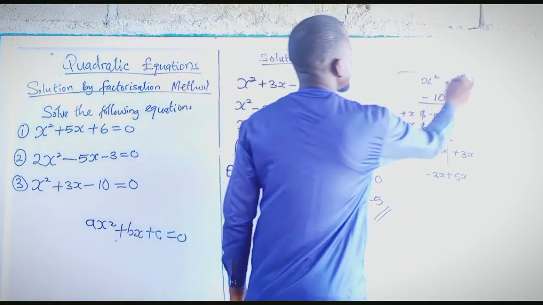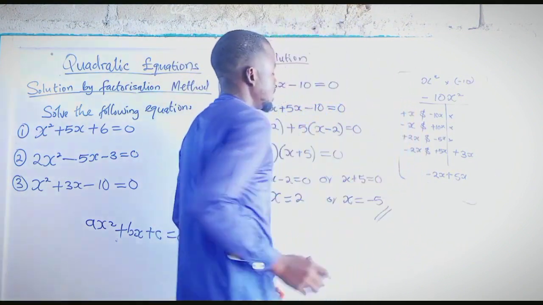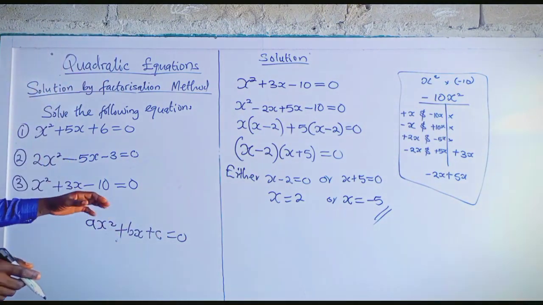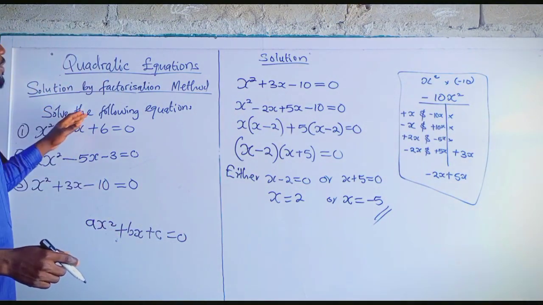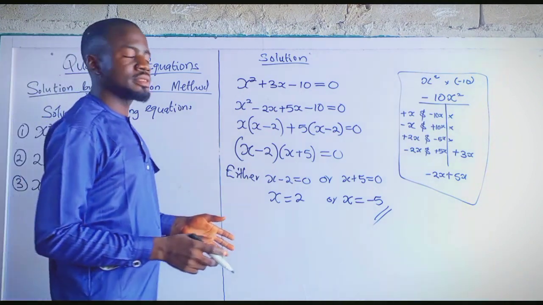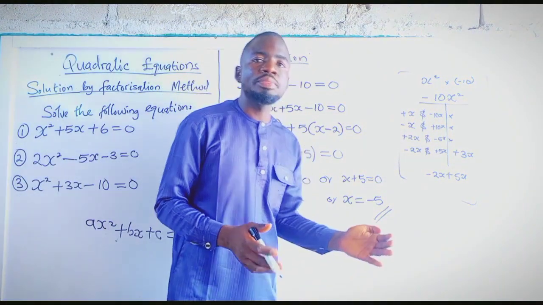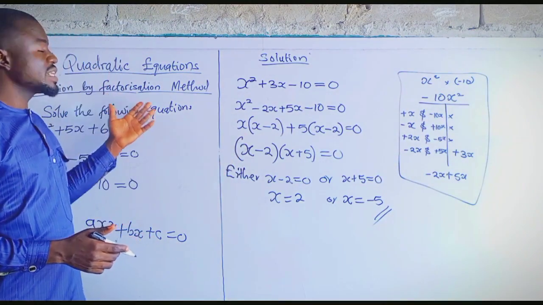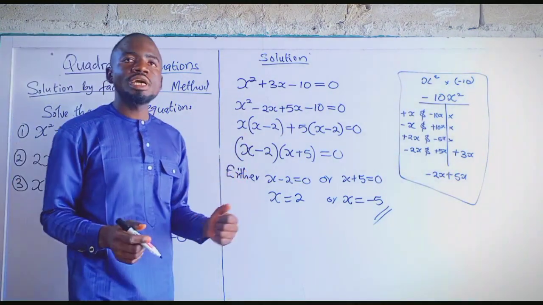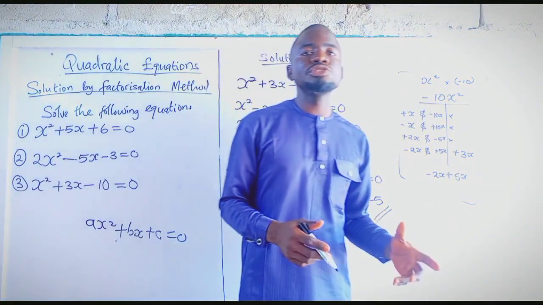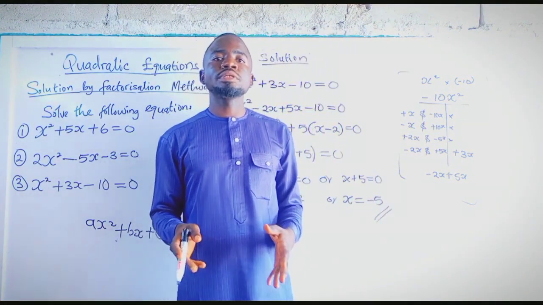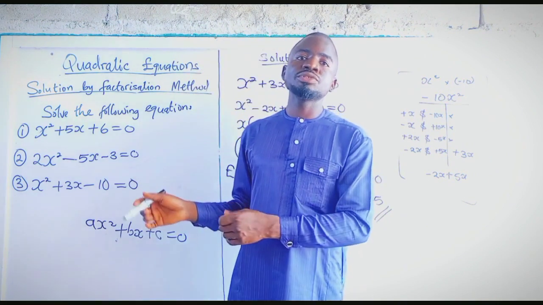So that is it. By this, we have solved 3 examples under solution by factorization method. This is the end of our class on solutions by factorization method. In our next class, we are going to be considering solution by completing the square method, and we'll also solve interesting examples under that.